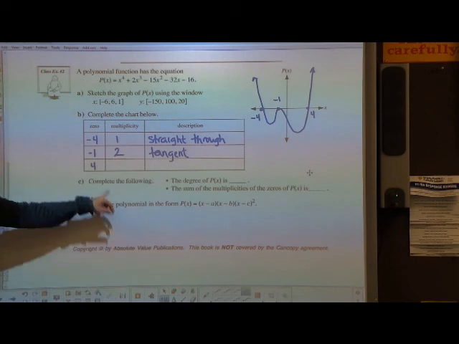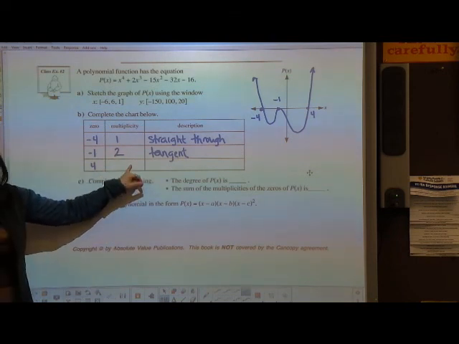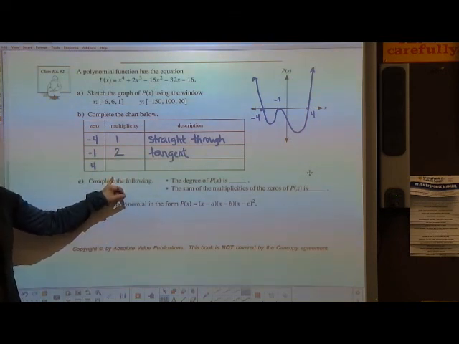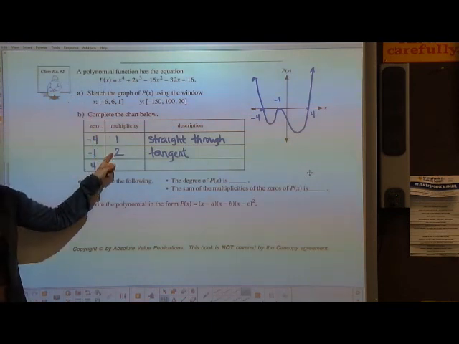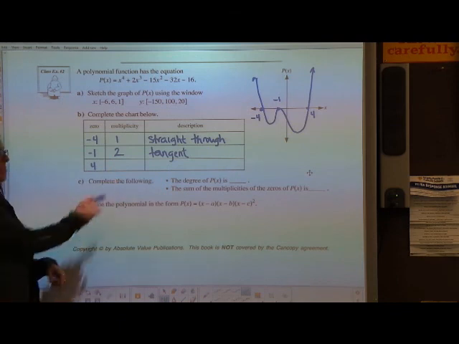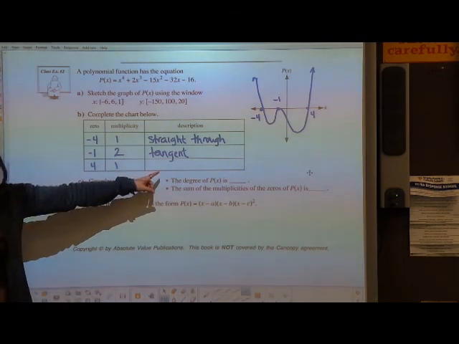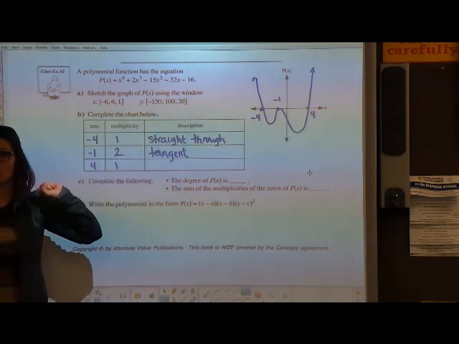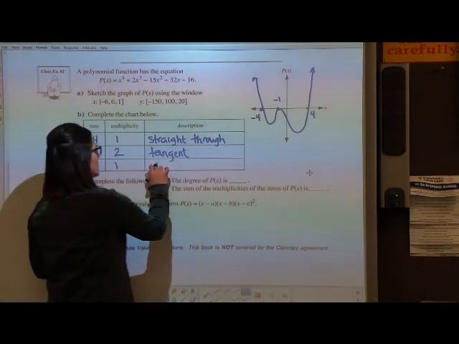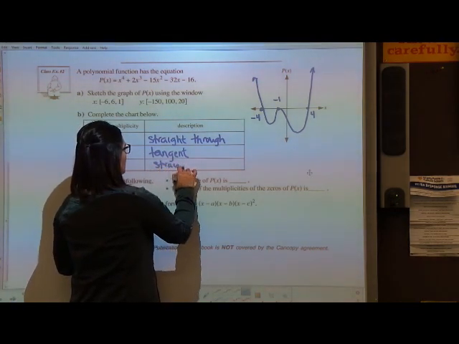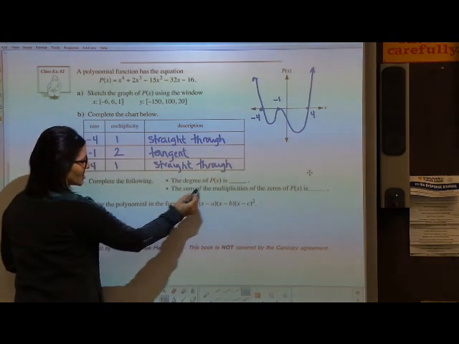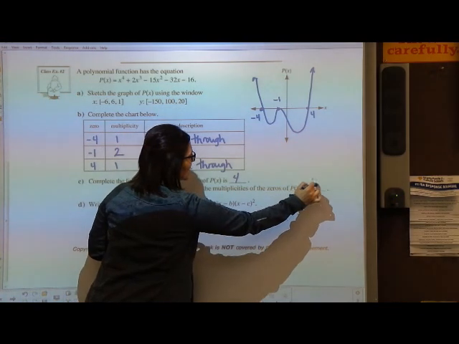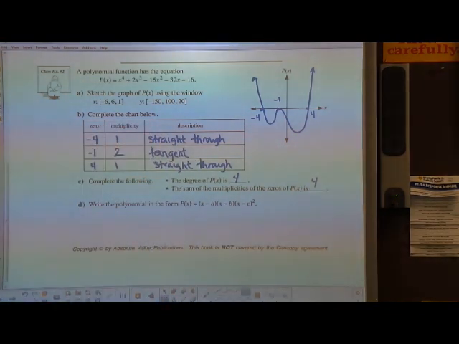Without even looking at the graph, how could I figure out what the multiplicity of this one is? It has to be the sum of the degree. So the degree is 4, and I'm already up to 3, so this has to be 1, which means that the graph has to go straight through at 4. Does it go straight through at 4? Yes. So we've already actually answered these two questions, that the degree is 4 and the sum of the multiplicities also has to be equal to 4.